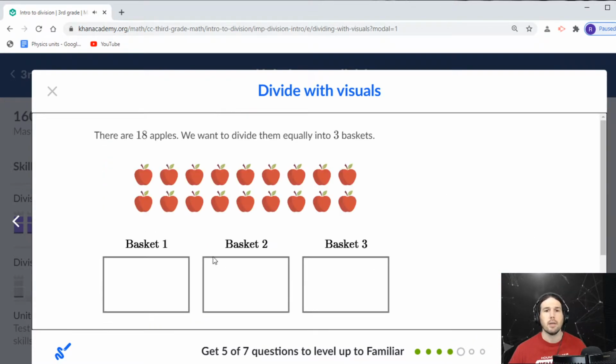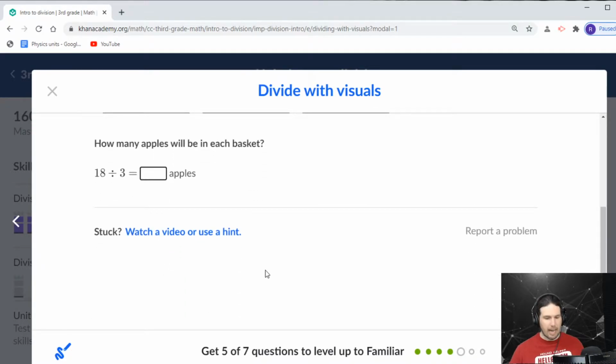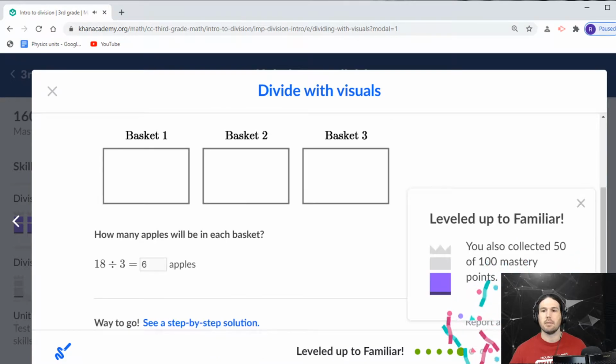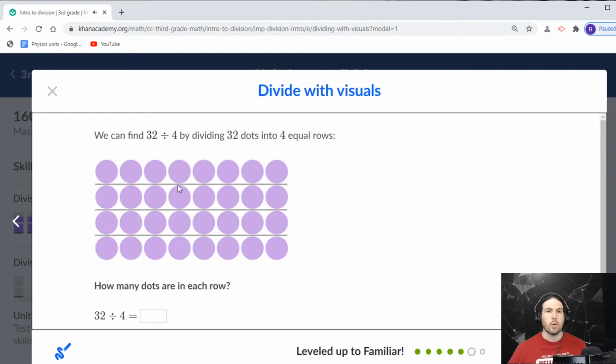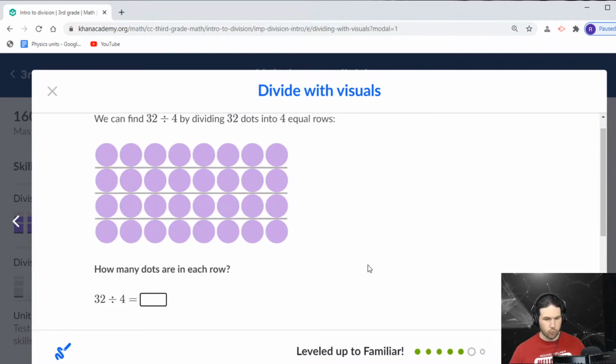Moving on. There are 18 apples. We want to put them into 3 baskets. There will be 6 apples per basket. We can find 32 divided by 4. There are 8 dots in each row.